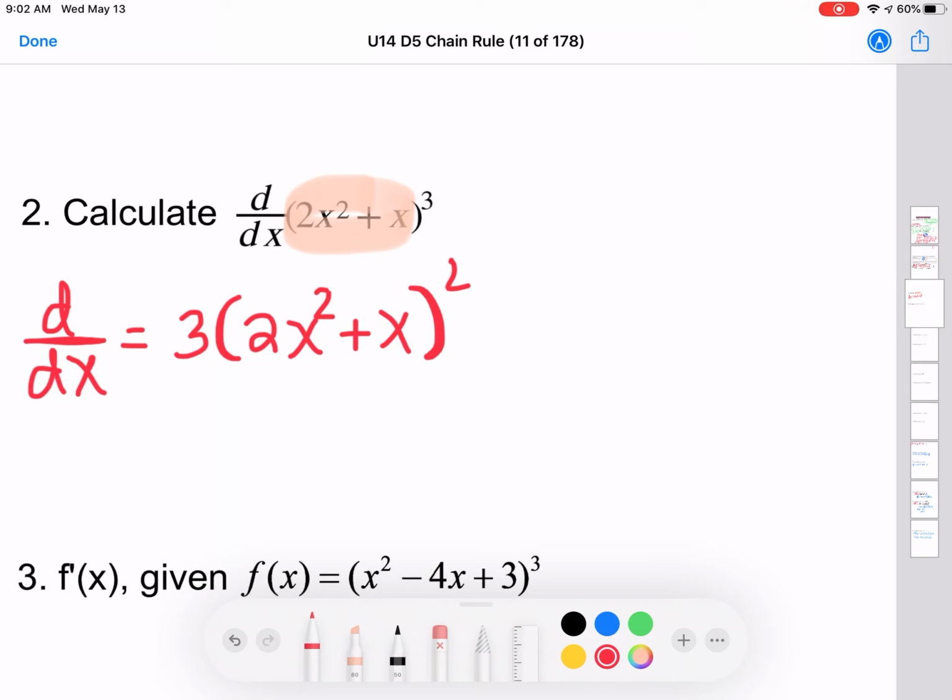So the derivative of the inside, 2 times 2 is 4x, decrease the power by 1, plus the derivative of x. The derivative of x is just 1. And there we go.